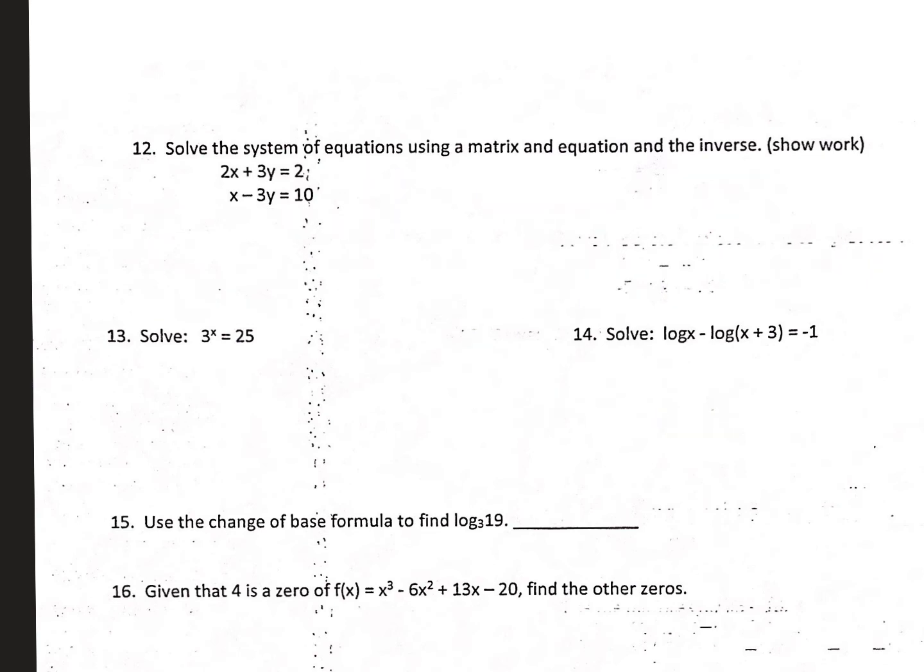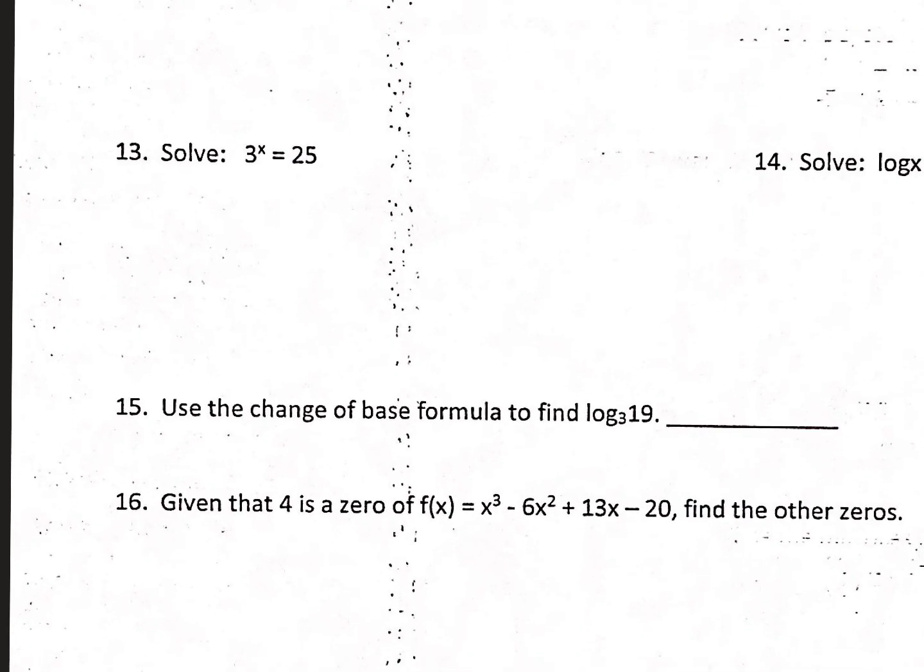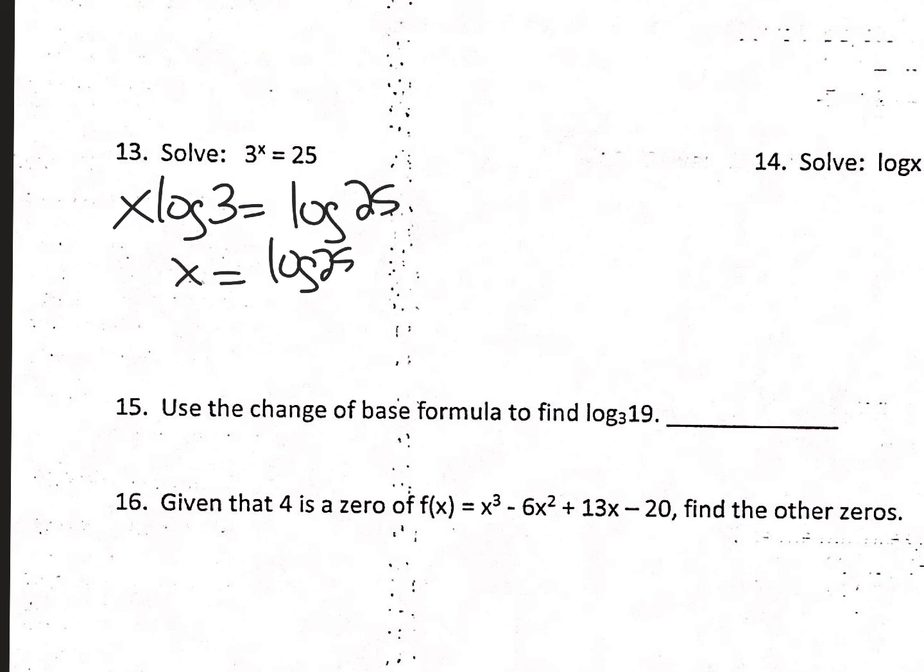All right. Number 13. Can't find the same base. I'm going to do log both sides. The exponent goes in the front. X log 3 equals log 25. Divide both sides by log 3. And then we're just going to punch that right smack in our calculator. So I'm going log 25 divided by log 3. I'm getting 2.9299. Make sure you get that on your calculator.